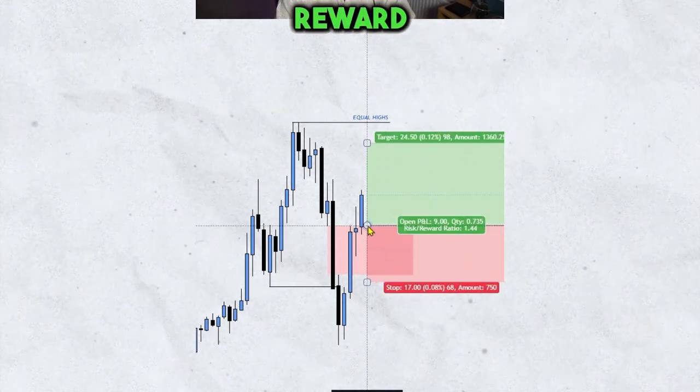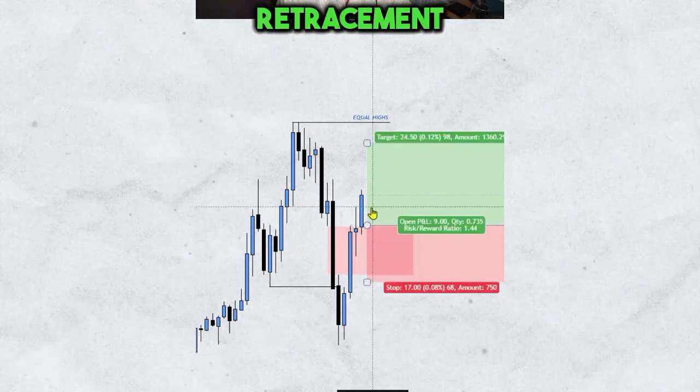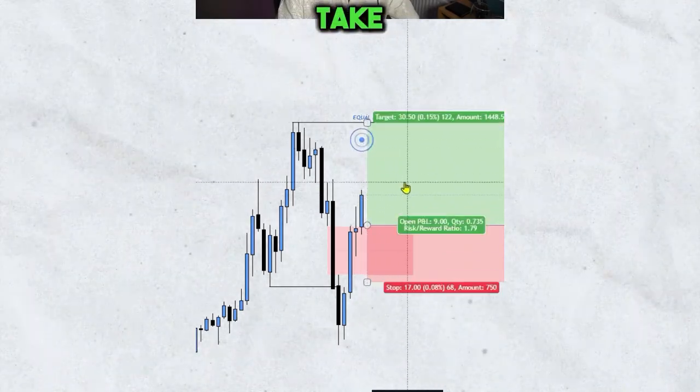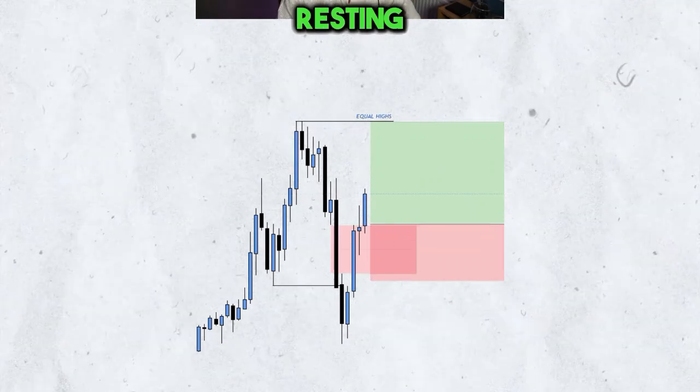So for better risk to reward, you can enter if we get a retracement back into this inversion fair value gap, or enter on the candle close above. Then your take profit is simply the equal highs resting in the market.